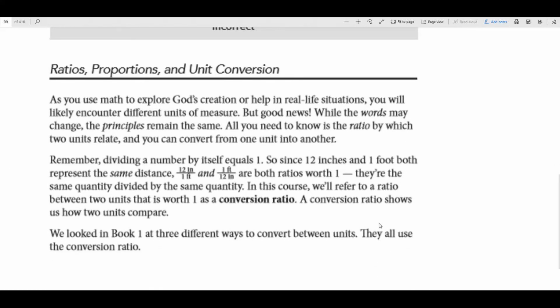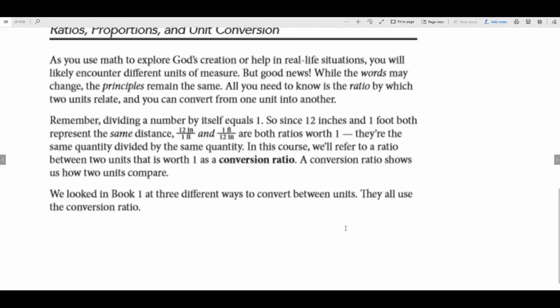Okay, as you use math to explore God's creation or help in real-life situations, you'll likely encounter different units of measure. But good news, while the words may change, the principles remain the same. All you need to know is the ratio by which the two units relate, and you can convert from one to another. Remember, dividing a number by itself equals 1. So, since 12 inches and 1 foot both represent the same distance, 12 to 1 and 1 to 12, they're both ratios worth 1. They're the same quantity divided by the same quantity.